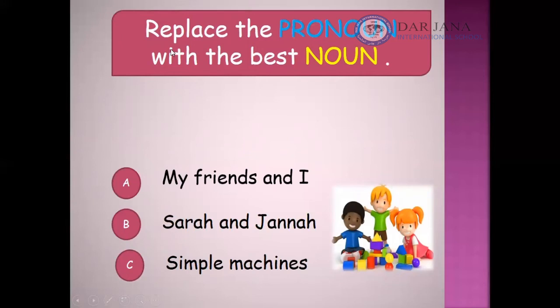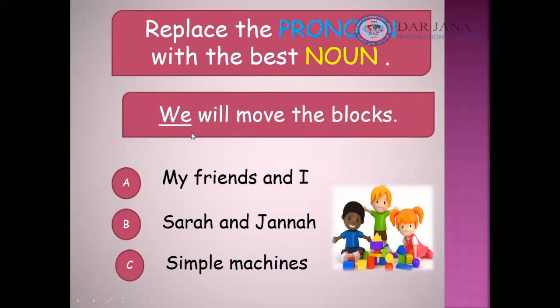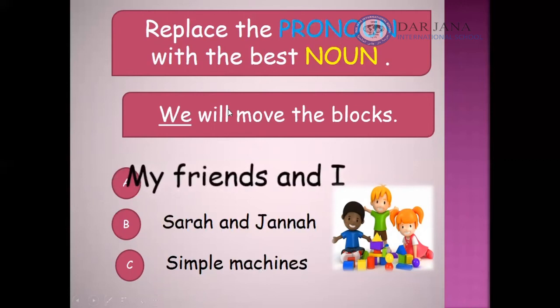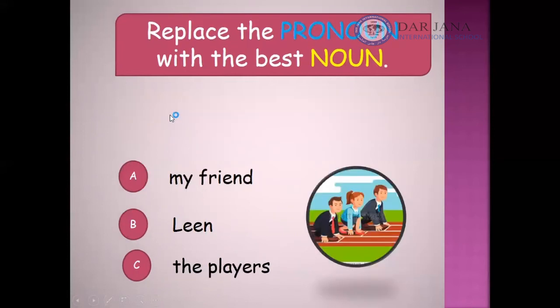Okay, now here we have to replace the pronoun with the best noun. Let's take a look at the sentence. We will move the blocks. Remember, when I'm saying we, which pronoun comes with it? Okay, it must include I in it. So, my friends and I, Sarah and Jenna, or simple machines. Which one's the correct one? Yes, my friends and I will move the blocks. Okay, because it's got I, we use we.